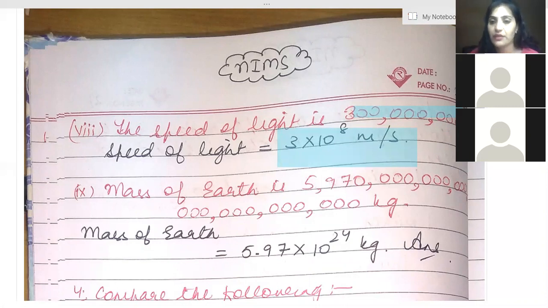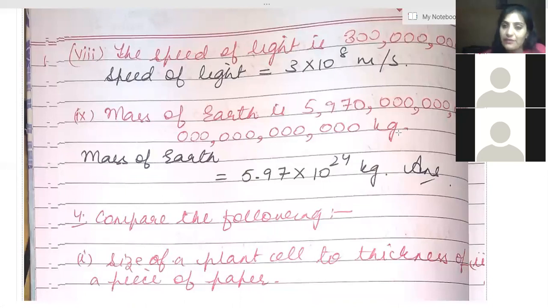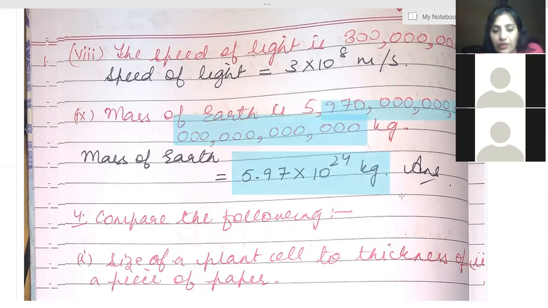The mass of the earth is, we have been given such a big number. So we will start from the last and see how many places the decimal has to move. Okay, so we need to come over here. We start 1, 2, 3, count with me, 4, 5, 6, 7, 8, 9, 10, 11, 12, 13, 14, 15, 16, 17, 18, 19, 20, 21, 22, 23, and 24. So it becomes 5.97 into 10 to the power 24 kgs. Is that clear? Yes, ma'am.